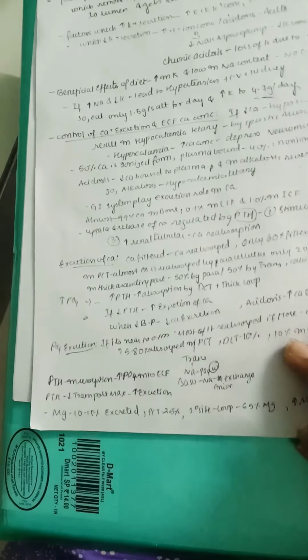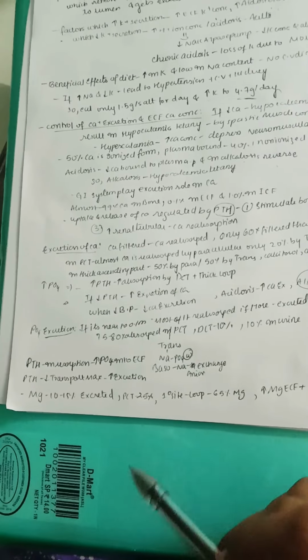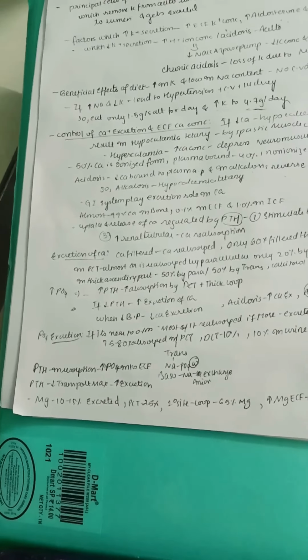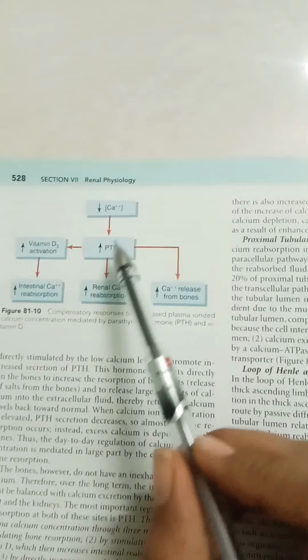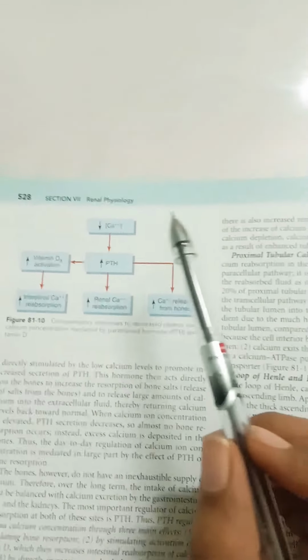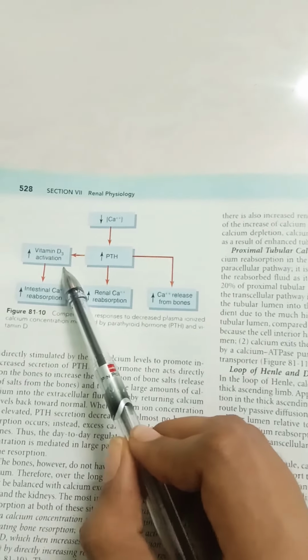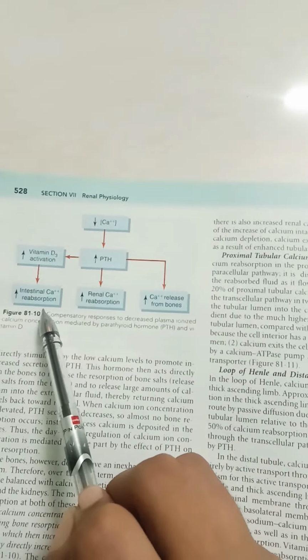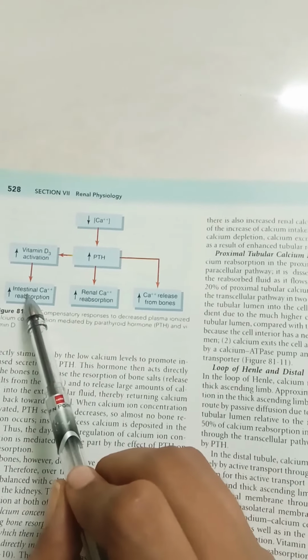Now let us see phosphate excretion, how phosphate gets excreted. Before that, I will show the diagram and explain about calcium, and next we will move on to phosphate excretion. Here you can see whenever there is low calcium, it will mainly increase vitamin D3 activation and also increase the parathyroid hormone. Both of these in turn lead to increased intestinal calcium reabsorption, because from the intestine most of the calcium is reabsorbed and also excreted.